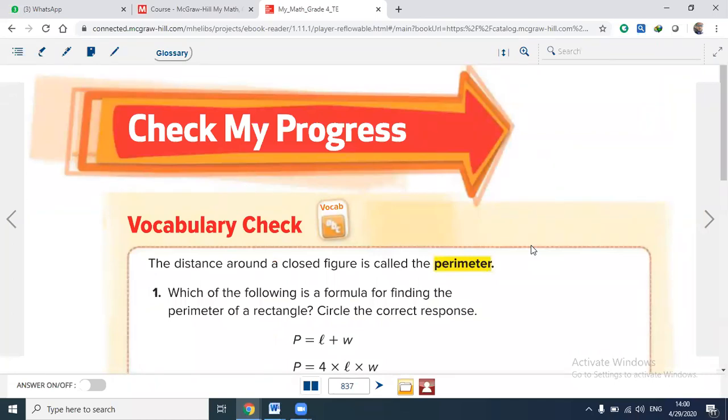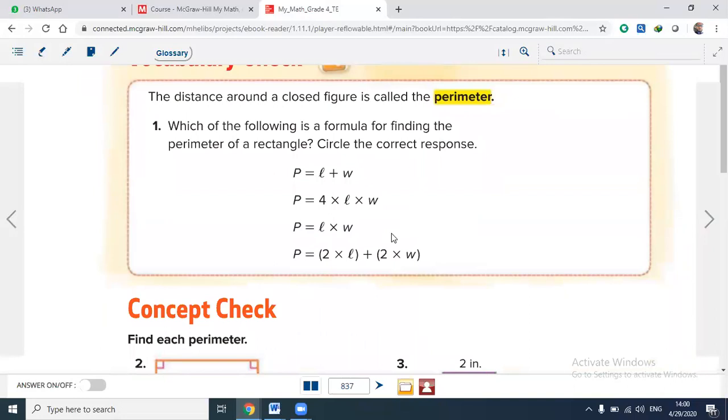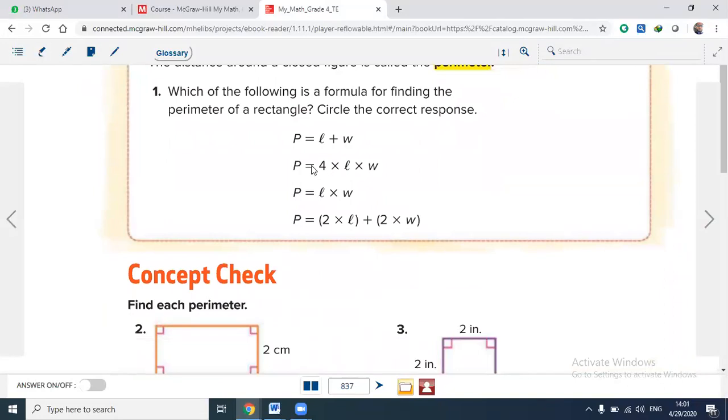The distance around a closed figure is called the perimeter. Which of the following is a formula for finding the perimeter of a rectangle? Circle the correct one. P equals length plus width, or P equals 4 times length times width, or P equals length times width, or P equals 2 times length plus 2 times width. Which one is for the perimeter?